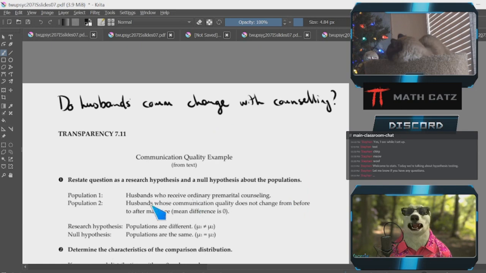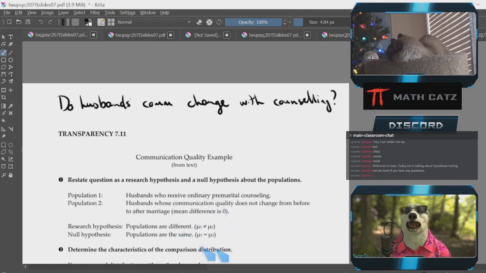So we are looking at a baseline of husbands whose communication quality does not change from before or after marriage, and then those that get counseling, to see if that does have a significant impact. Does it change? We don't know if it's better or worse, but we're investigating a change.